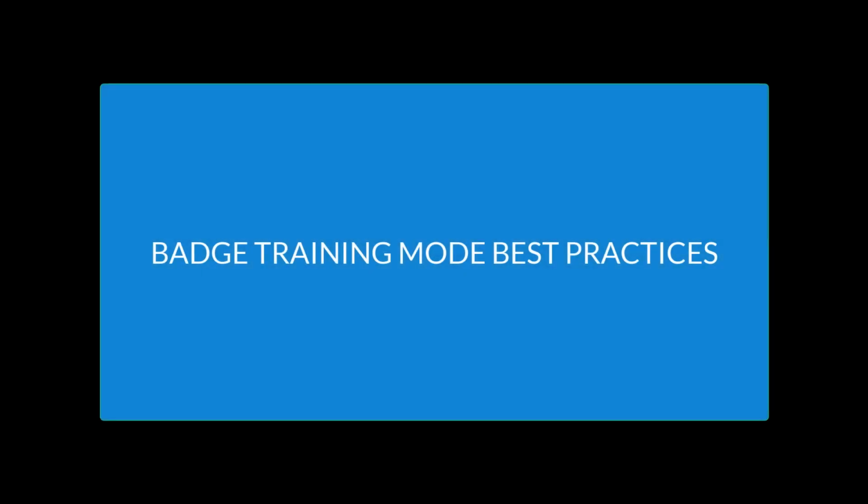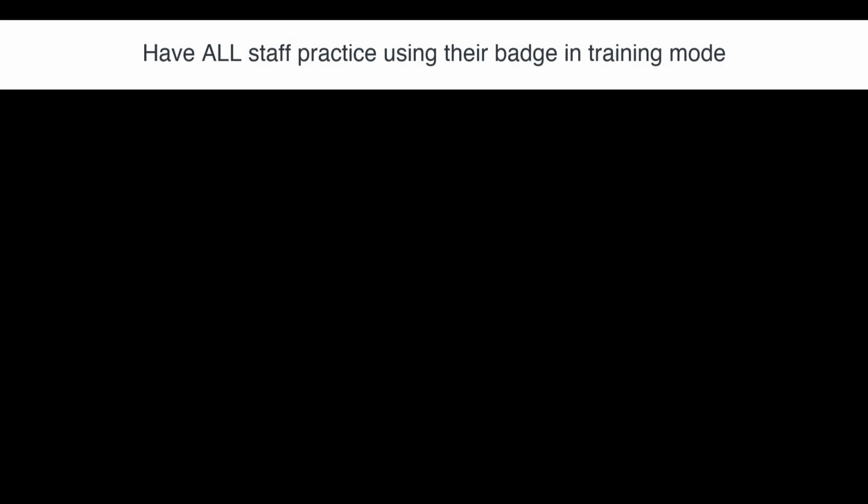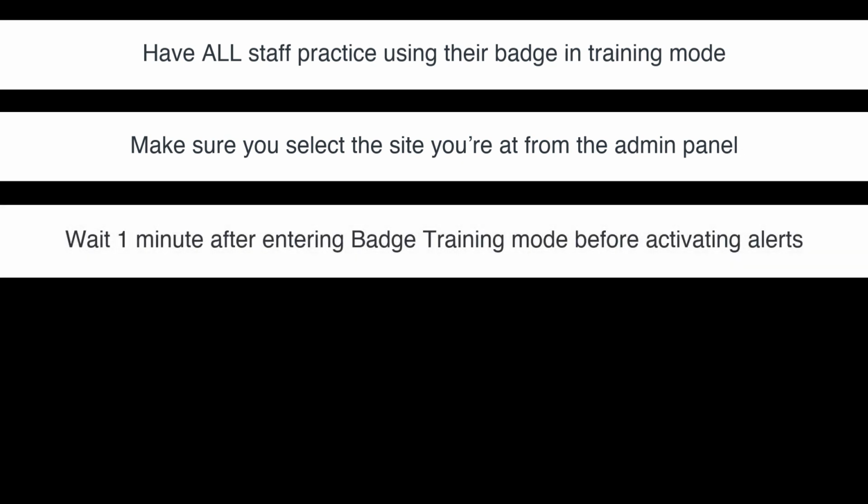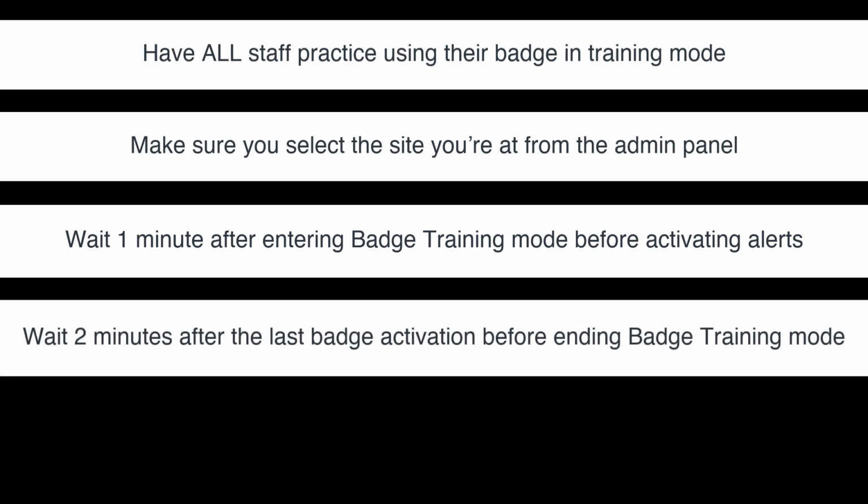Badge Training Mode Best Practices. Have all staff practice using their badge in training mode. Make sure you select the site you're at from the admin panel. Wait 1 minute after entering badge training mode before activating alerts. Wait 2 minutes after the last badge activation before ending badge training mode.